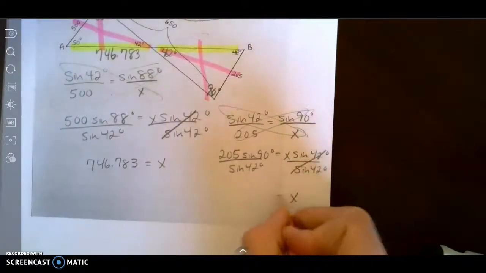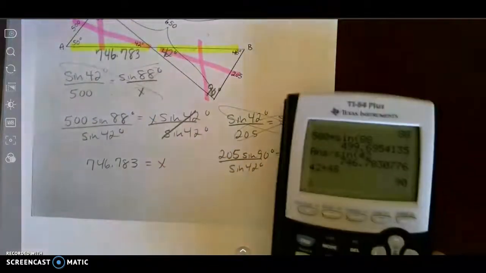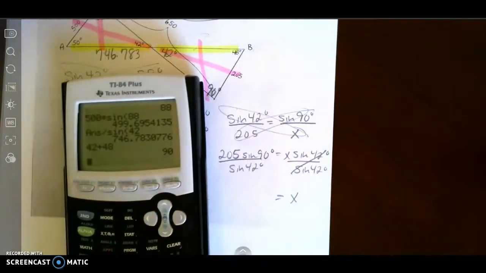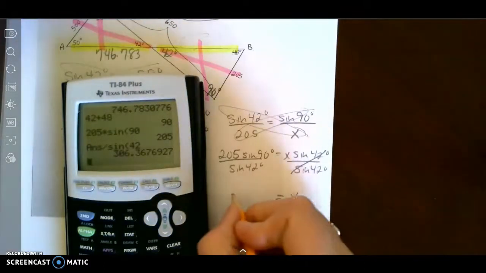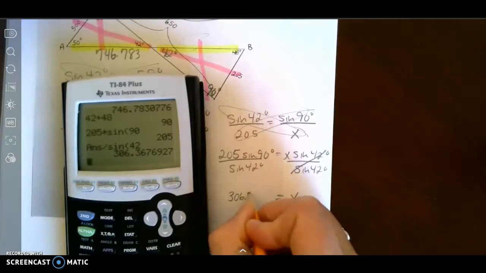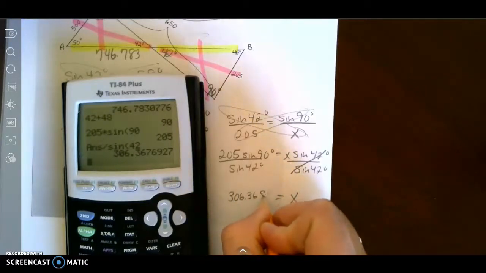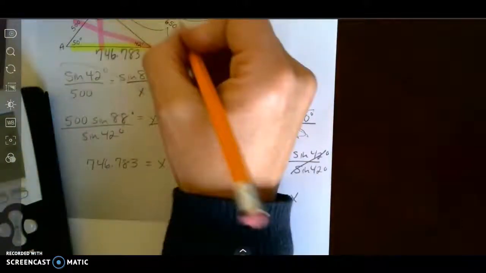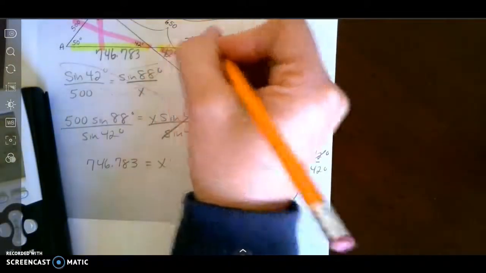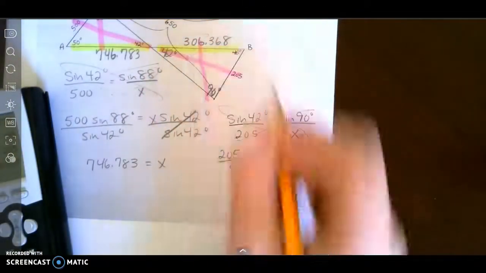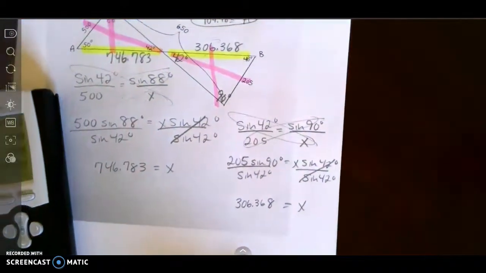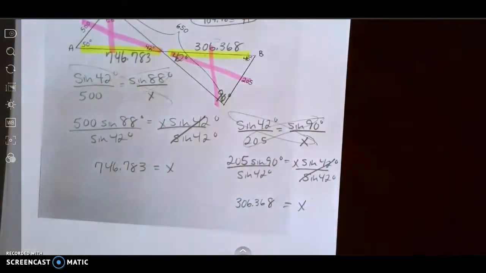Let's see. 205 times the sine of 90 divided by the sine of 42. And I get 306.368. So this is 306.368. And it asks for the distance between A and B.